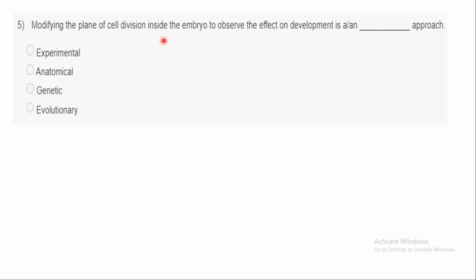Modifying the plane of cell division inside the embryo to observe the effect on development is a dash approach. Option A, experimental approach. Option B, anatomical approach. Option C, genetic approach. Or option D, evolutionary approach. Modifying the plane of cell division inside the embryo to observe the effect on development. What kind of approach would this be?